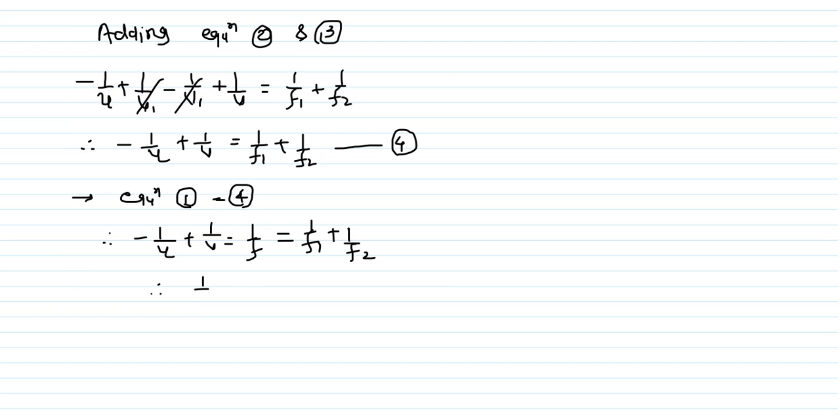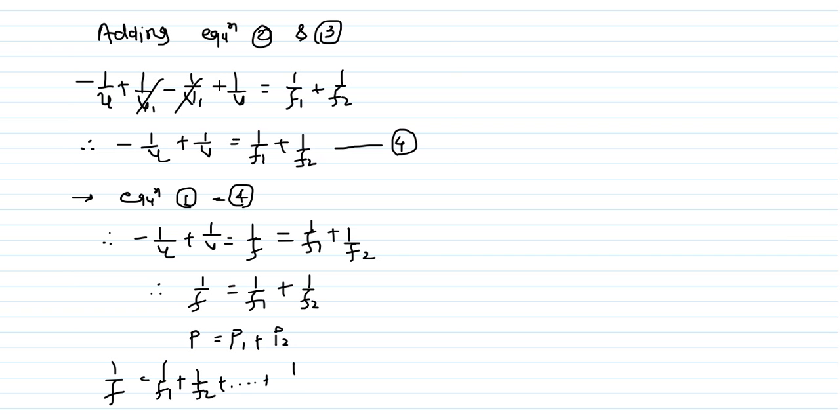Therefore you can say 1 upon f is equal to 1 upon f1 plus 1 upon f2. In other words, the reciprocal of focal length is known as power, so P is equal to P1 plus P2. And for n number of lenses, 1 upon f is 1 upon f1 plus 1 upon f2 up to plus 1 upon fn, and P is equal to P1 plus P2 up to plus Pn. So it is the combination of lenses, right friends. It is one of the very important topics.